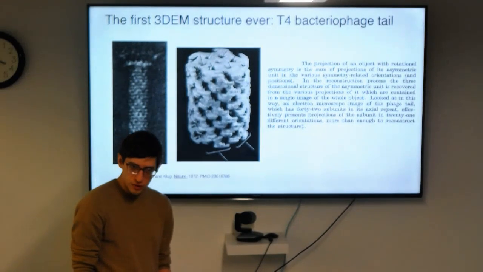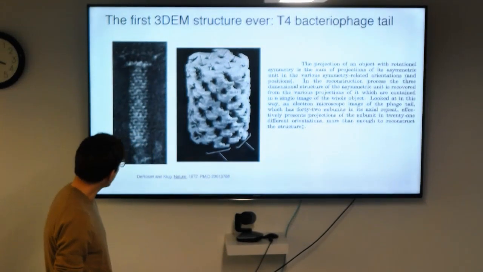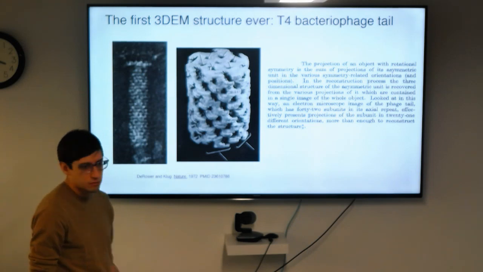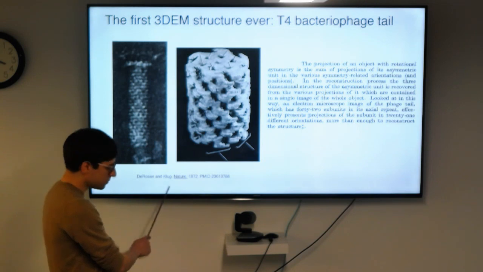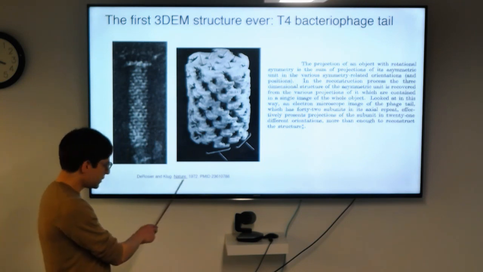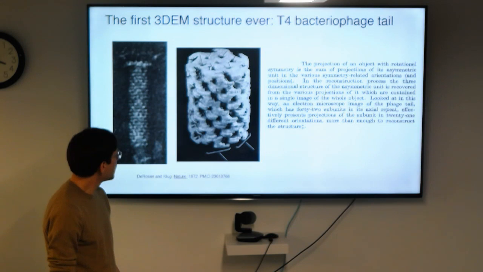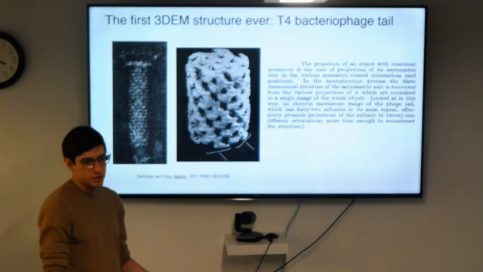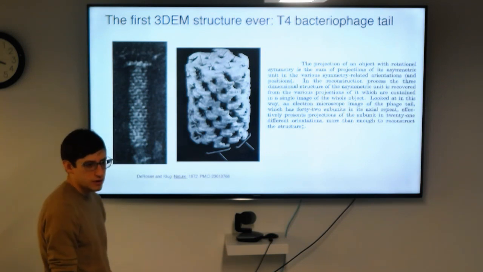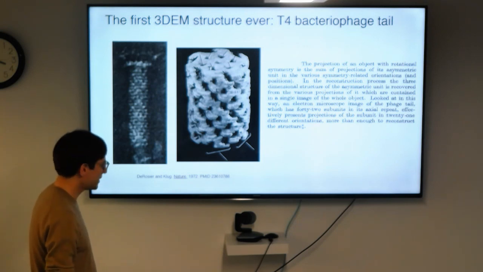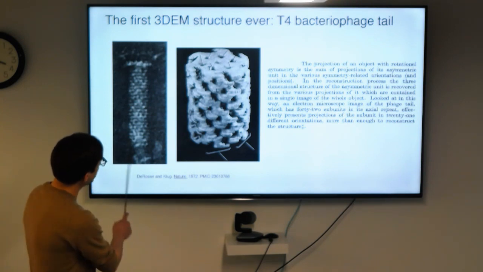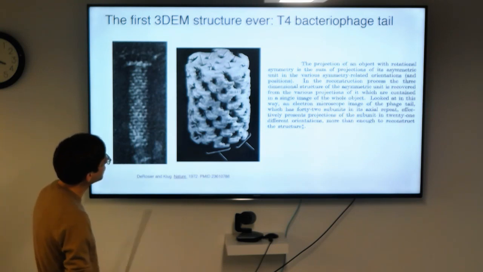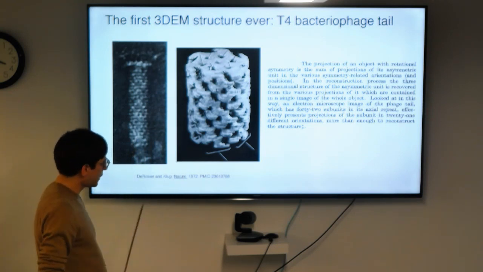All right, so as it turns out, the first three-dimensional EM structure ever solved was of a helical assembly. Everyone who is a student of EM should go read this paper. It's a really amazing paper. I read it again when I was preparing this lecture, and it basically predicts everything that will happen in 3D EM, so it's really a good thing to read. But I want to read a quote from that paper that explains why they chose this specimen to work on, which is the tail spike of a bacteriophage.